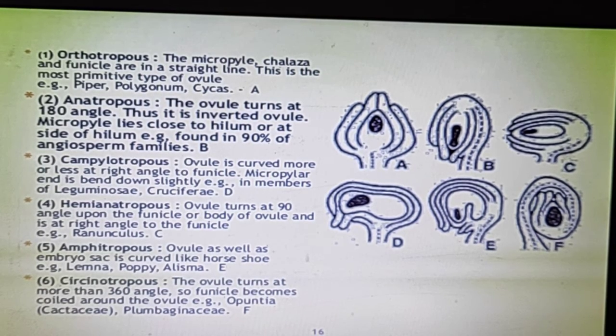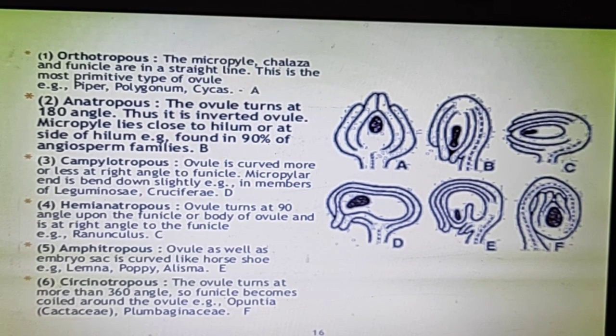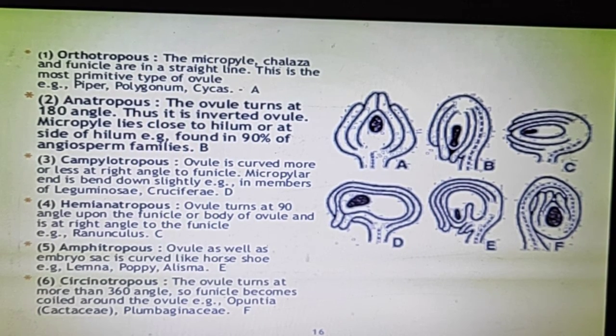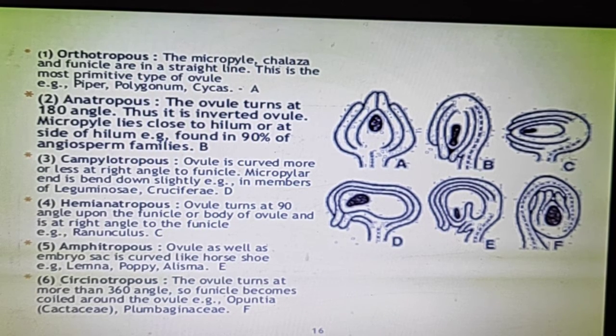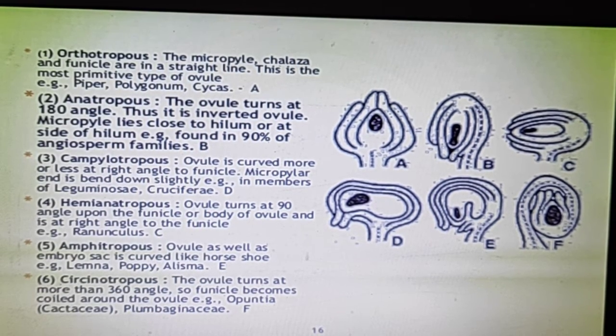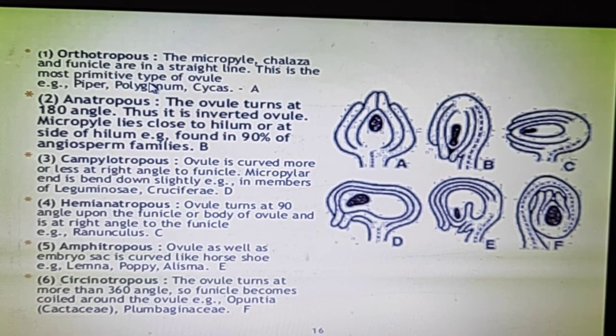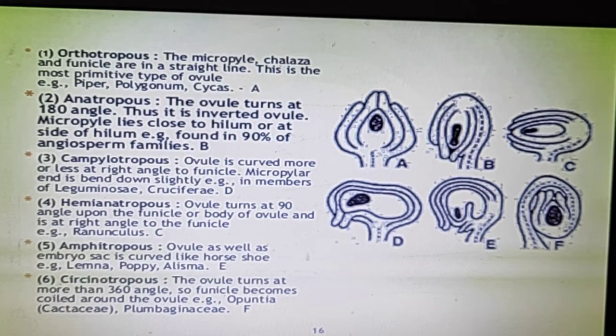Okay, students. After the double fertilization process, we are now looking at the types of ovule we left previously. We are looking at their names and their diagrams and correlating them, so that you understand it, because many times the board will ask you to draw the anatropous ovule. You should know that it is the normal ovule, because only the anatropous ovule is given in your NCERT.